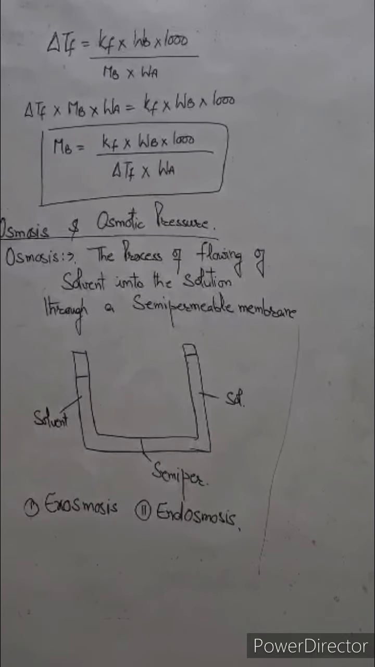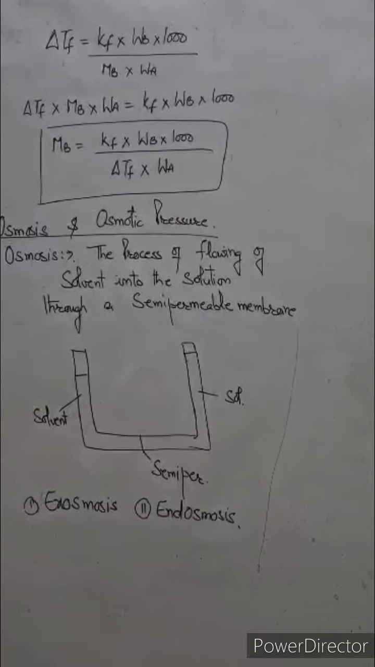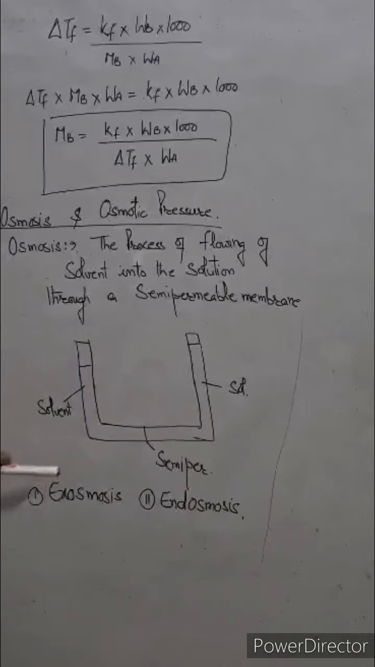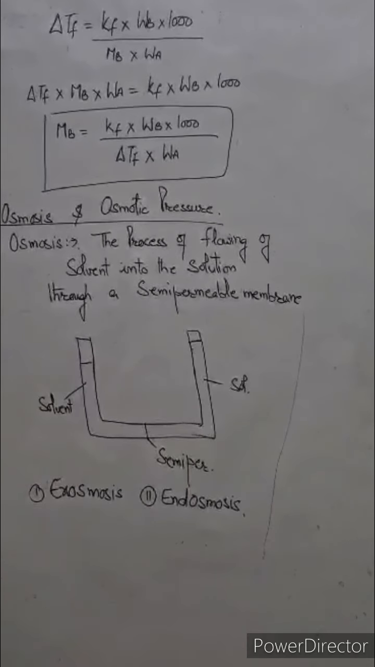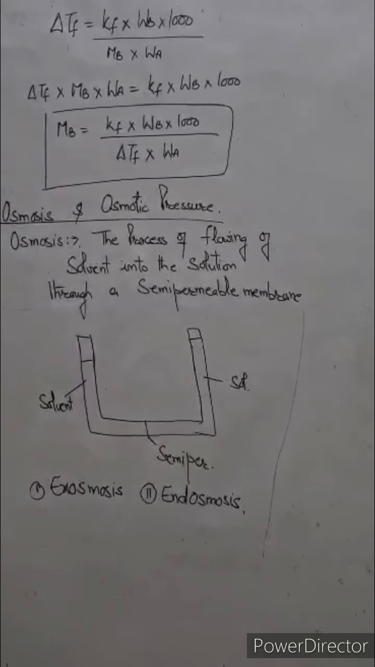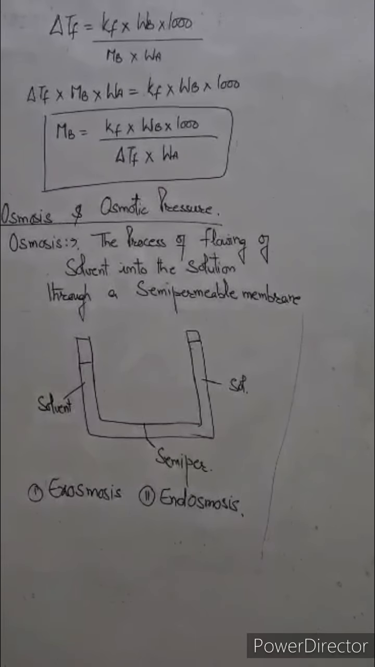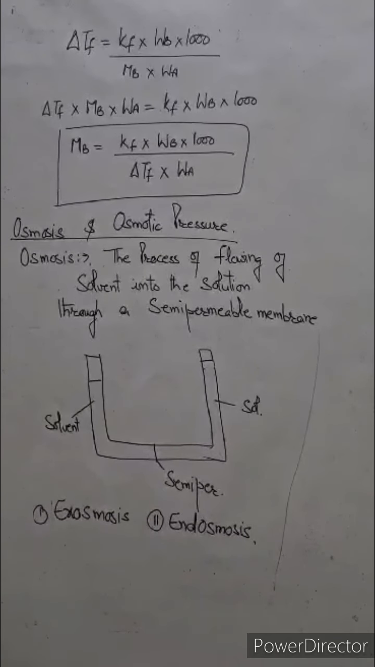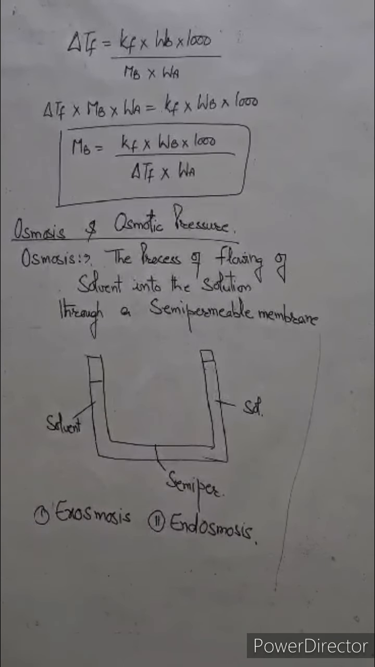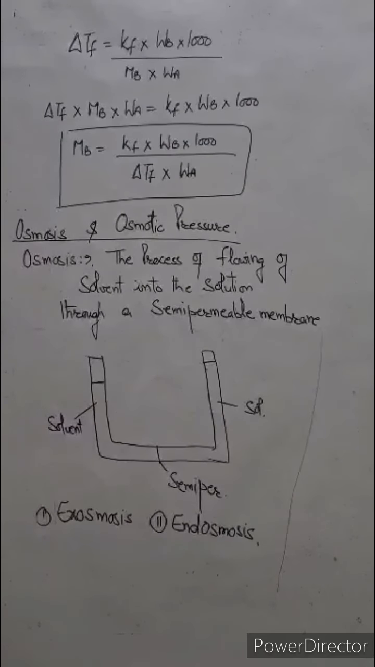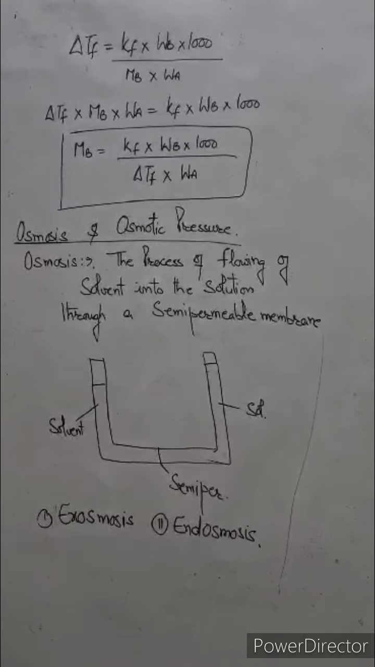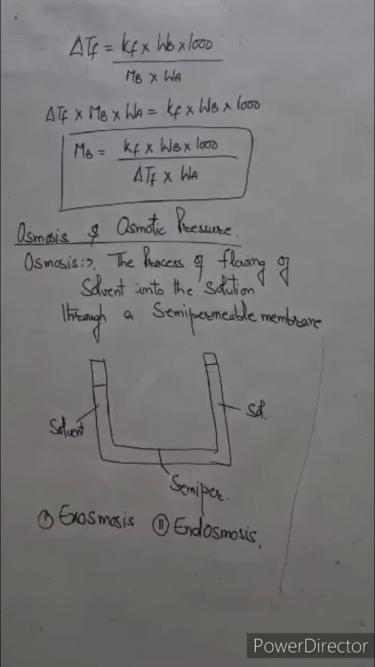So our question is, before going to osmotic pressure, we have two types of osmosis. One is exo-osmosis and another is endo-osmosis. Now, exo-osmosis means when the membrane permits the solvent molecules to come out through the membrane. It is called exo-osmosis, right? I'm repeating, when the membrane permits the solvent molecules to come out through the membrane, it is called exo-osmosis, right?